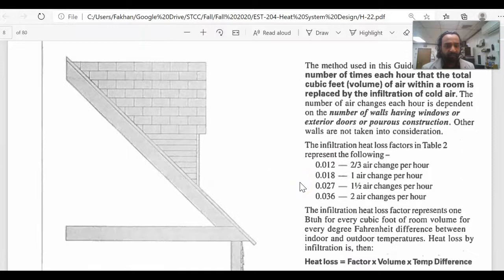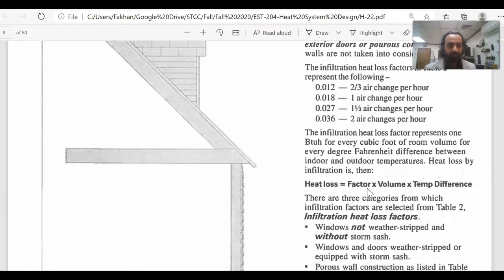If you look here, the infiltration heat loss factor in table 2, that's at the end of the book, is exchange per hour. That's 0.012, which is two-thirds air change per hour. What does that mean? That means you are going to change two-thirds of the room air inside the house in 1 hour. 0.08 is one change per hour, so it's a little bit higher, and it gets higher and higher, meaning the entire volume of the air inside the room will be changed within the hour with these fractions. So this is how they are measuring the heat loss for that room.